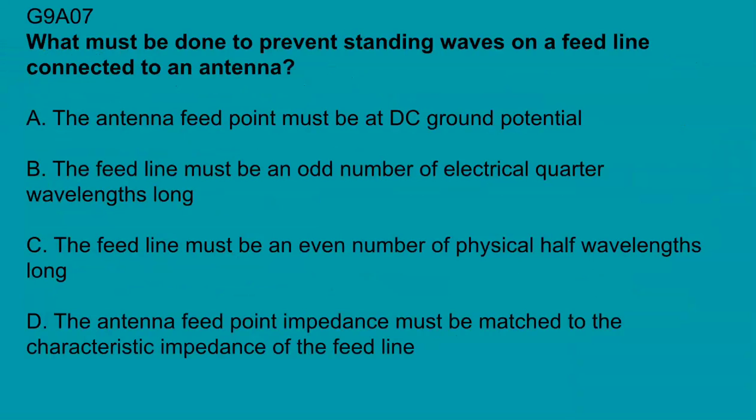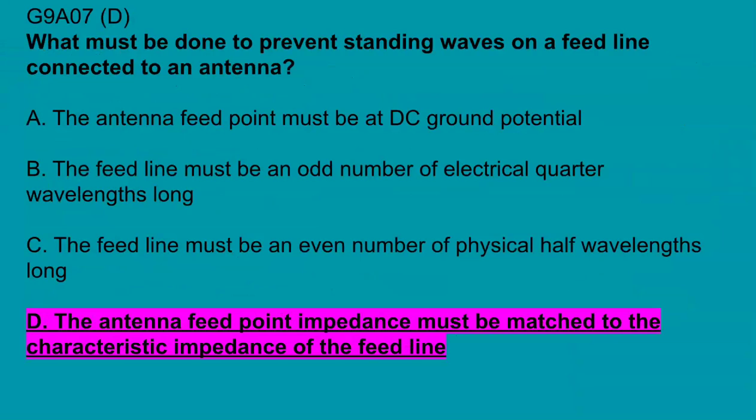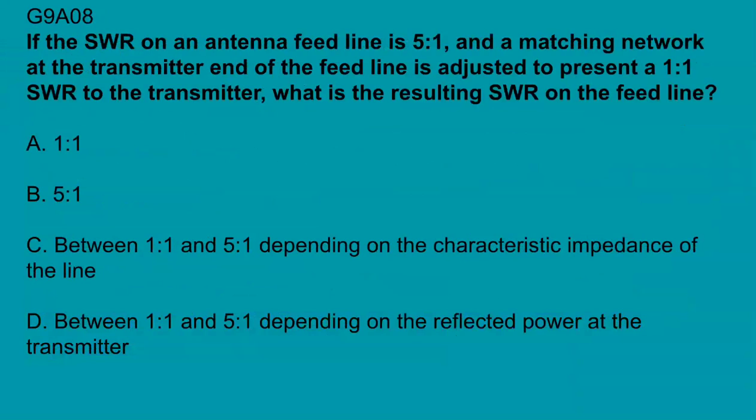G9A07, what must be done to prevent standing waves on a feed line connected to an antenna? The antenna feed line impedance must be matched to the characteristic impedance of the feed line. G9A08, if the SWR of an antenna feed line is 5:1, and a matching network at the transmitter end of the feed line is adjusted to present a 1:1 SWR to the transmitter, what is the resulting SWR on the feed line? That's going to be 5:1.